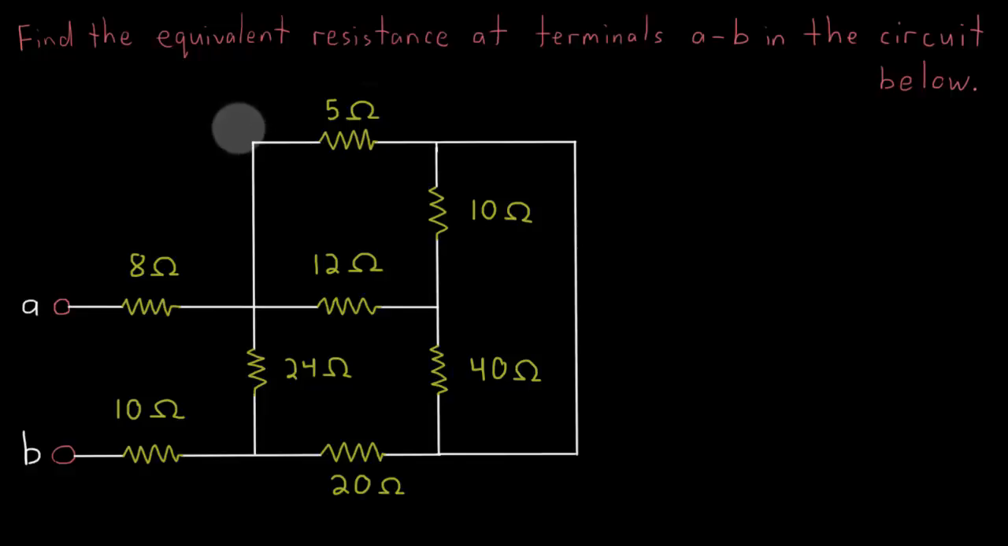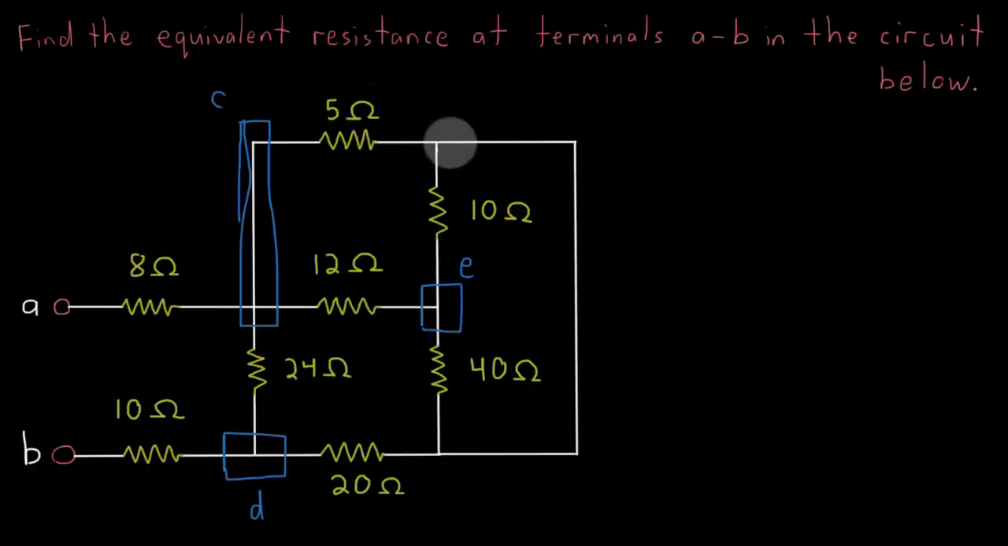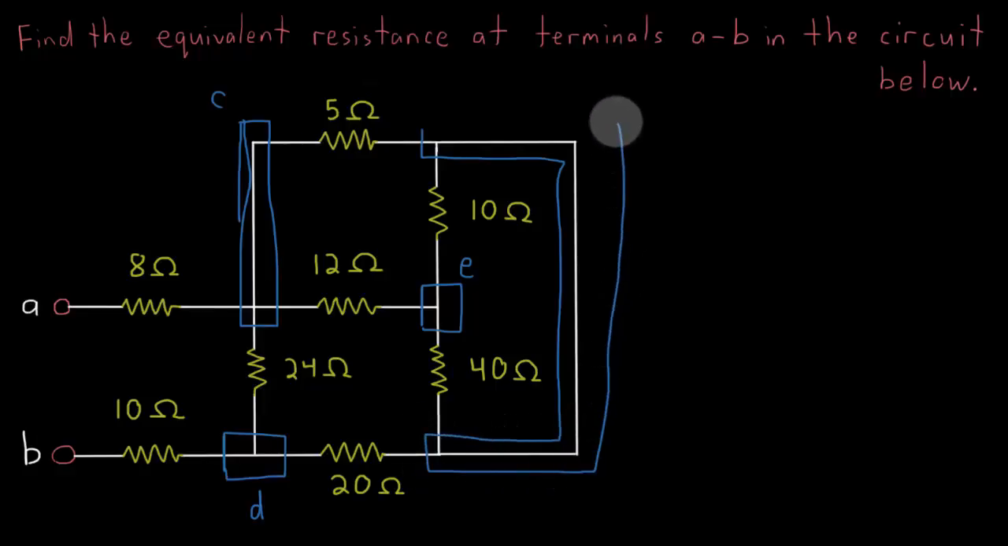So on the left side of this 5 ohm resistor, we'll name this node C, and I'm just labeling it to make it easier to reference. Then below the 24 ohm resistor, I'll label it node D. And below this 10 ohm resistor, I'll label this node E. And then above the 10 ohm resistor, this will be one long node, since it's also connected by this wire all the way down below the 40 ohm resistor. So I'll just label this node F.